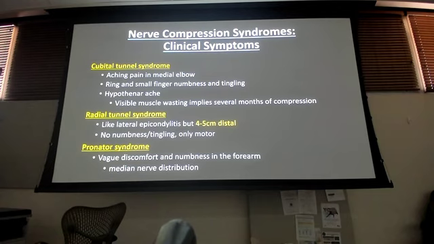Radial tunnel syndrome, right? Clinical symptoms for that are like lateral epicondylitis, but like I said before, it's more distal. That's usually 4 to 5 centimeters distal to the epicondyle, okay? Good to go? Okay, again, you see things are in bold gold, so I try to help you guys out. If you're going to study things, study them the way I try to point out to you, okay?